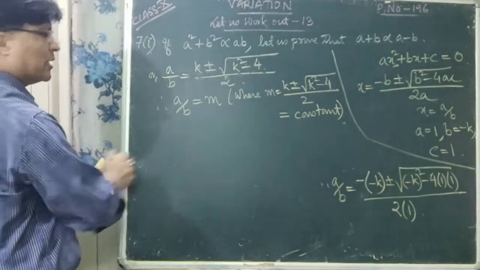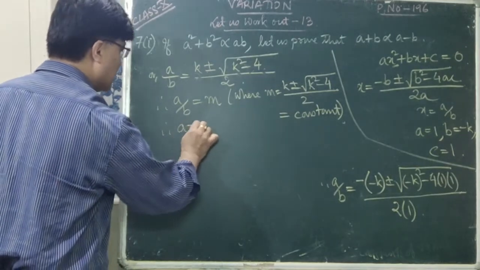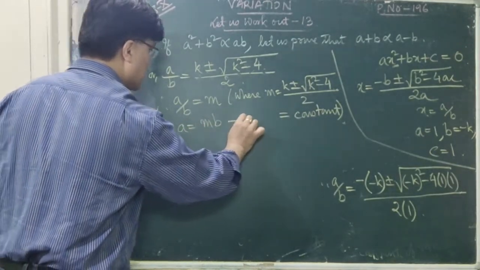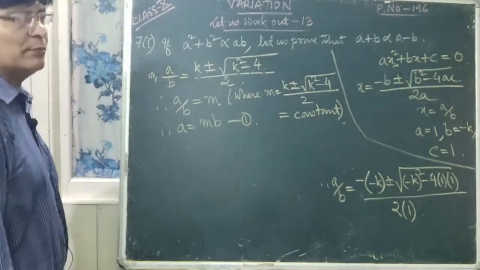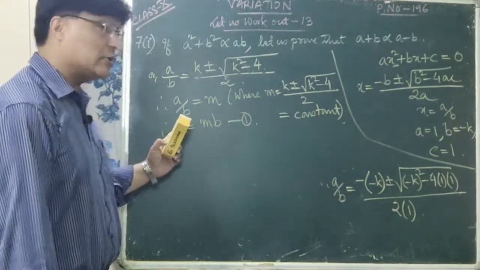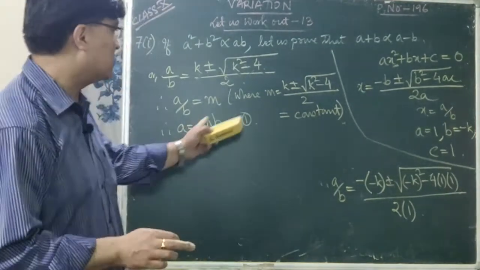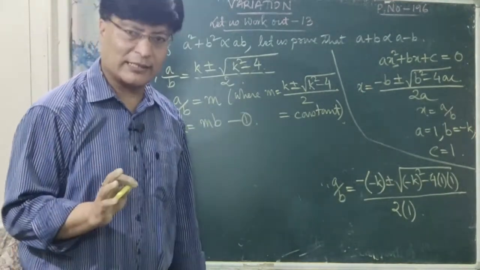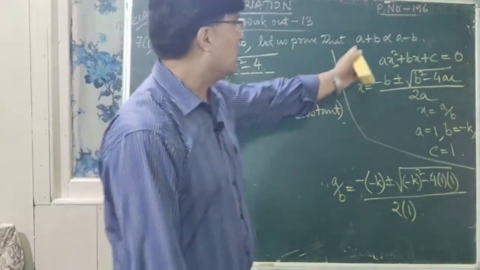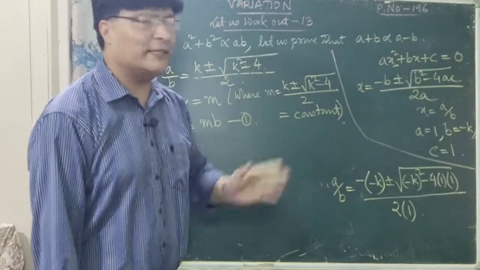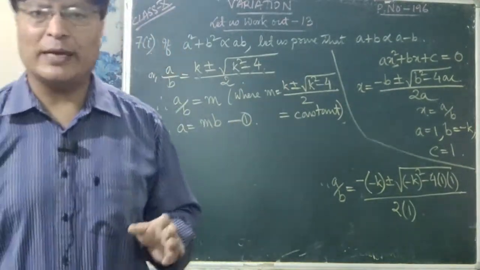So now in the next step you can do cross multiplication. So A is equal to, what is A equal to? This is your MB. Let us mark it as number 1. So we got the relation between A and B, that is A is equal to M into B, where M is a constant here. Is that clear?